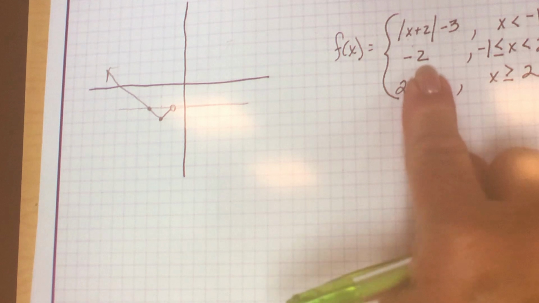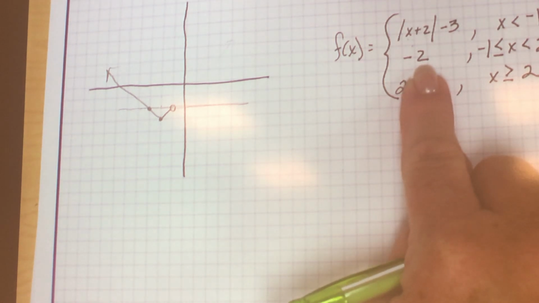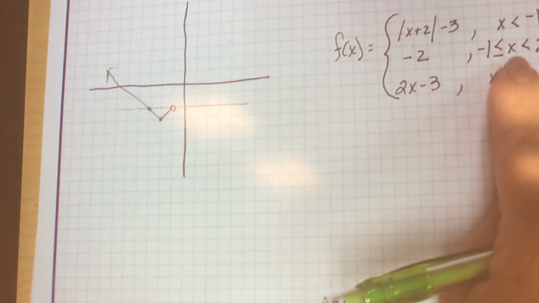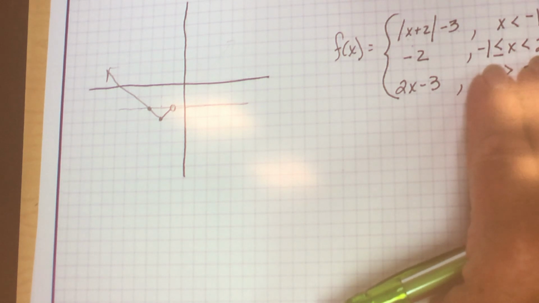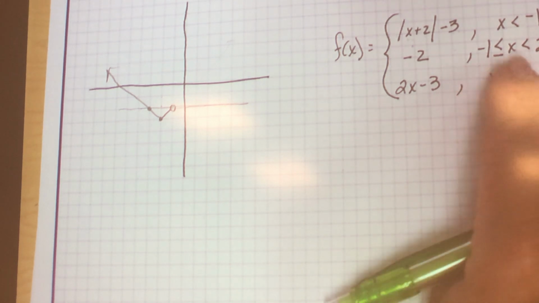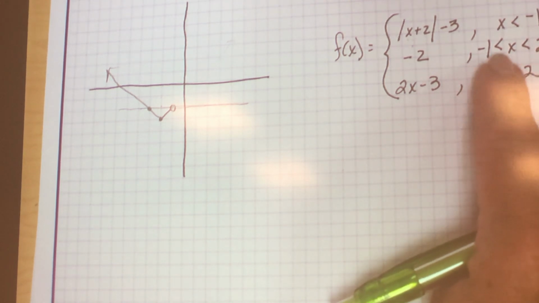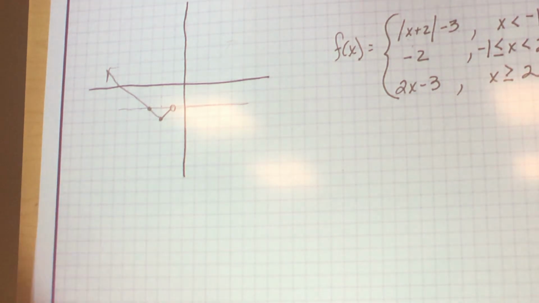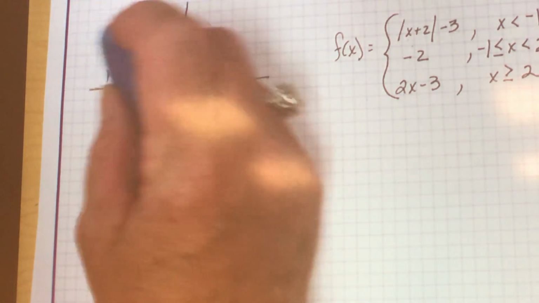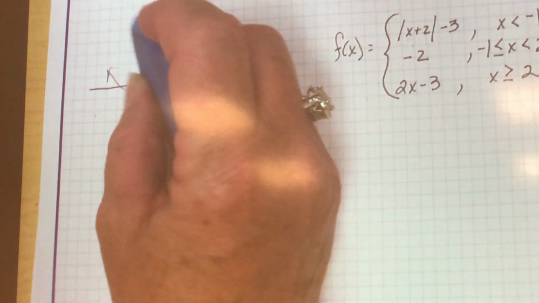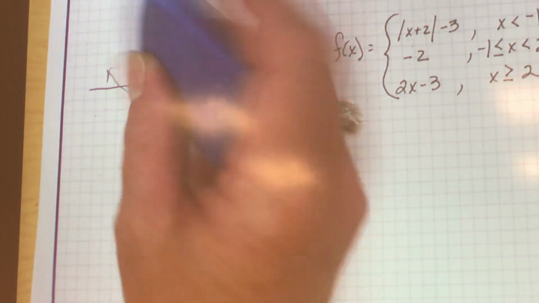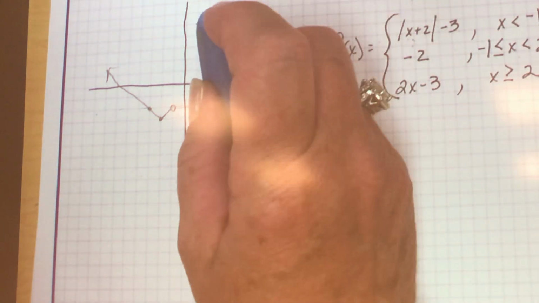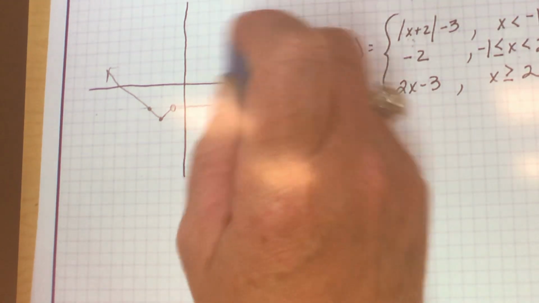Okay, now where does this line have some constraints? Where does he exist? Between negative 1 and 2, where x's are greater than or equal to negative 1, but less than 2. So I'm going to erase everything to the left of negative 1, because he has to be greater than or equal to negative 1. And he has to be less than 2, so I'll erase everything to the right of 2.